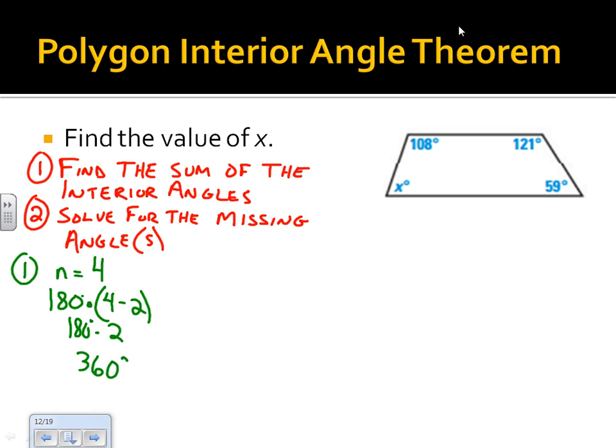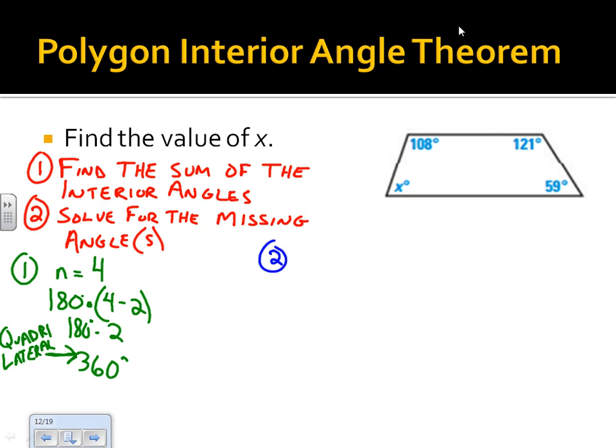Ladies and gentlemen, this is going to be very helpful. For a quadrilateral, it's always going to be 360. And that's something you should have memorized. Just like how many degrees are there in a triangle? 180. You should now know that in a quadrilateral there are 360, okay? So that's going to show up a lot, so that's helpful to memorize. Step 2 then, solve for the missing angle.